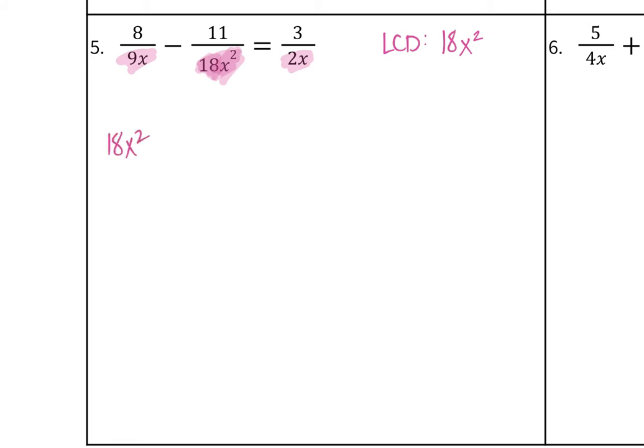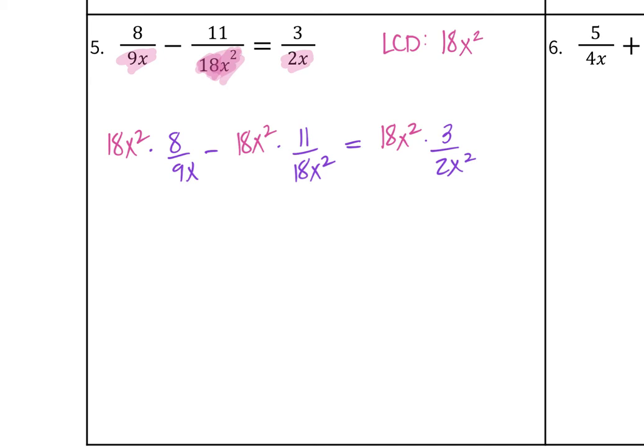So 18x squared times 8 over 9x minus, again, the 18x squared times 11 over 18x equals, one more time, 18x squared times 3 over 2x. So what I did was, in purple is the original problem, see? And then in pink is the lowest common denominator. So now we're going to actually multiply this.